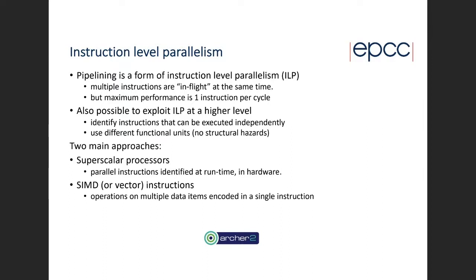So it's also possible to exploit instruction level parallelism at a higher level to identify instructions that can be executed independently. Essentially these are typically ones that use different functional units. There's no point trying to schedule two instructions that use the same functional unit on the same clock cycle because the one is going to have to wait for the other. So this is trying to identify instructions which can be done independently in parallel on different functional units.